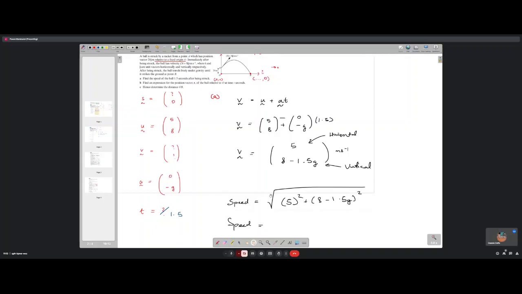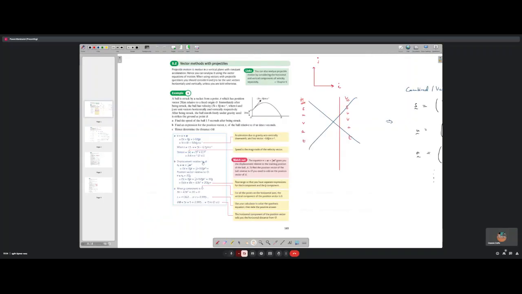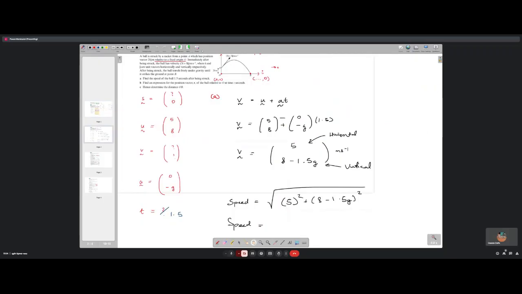Okay. So I think they've calculated the speed like that, so root of 5 squared plus 6.7 squared, yeah. So you should get 8.4 if you do that.